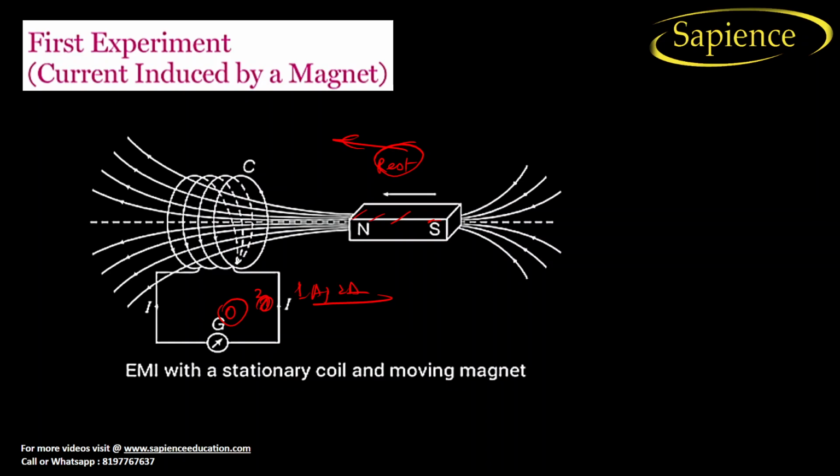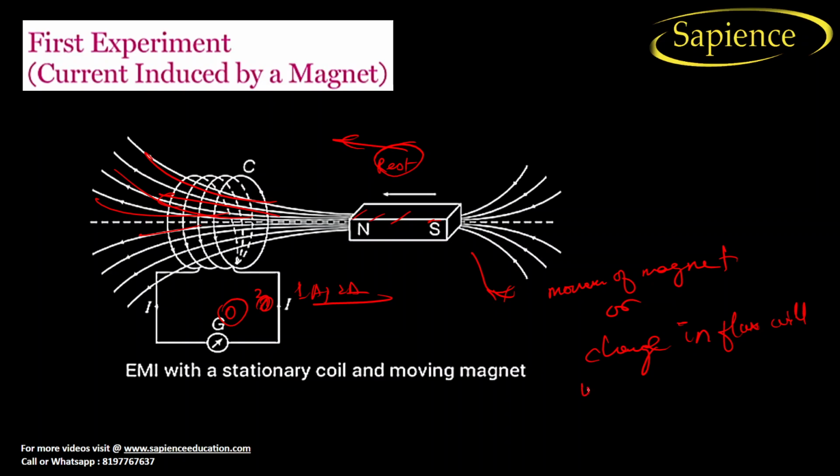It means that if you want to create a current, you need the movement of the magnetic field, movement of the magnet, or change in flux. Earlier the flux was there like this, but when you move it forward or backward, a change in flux will happen.